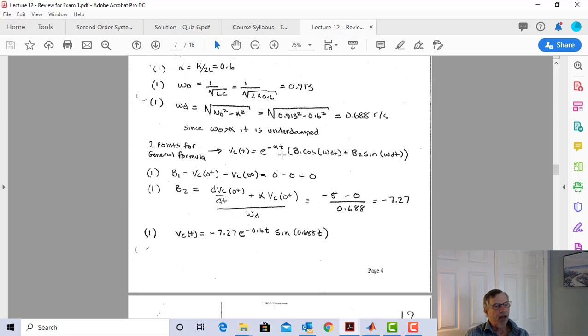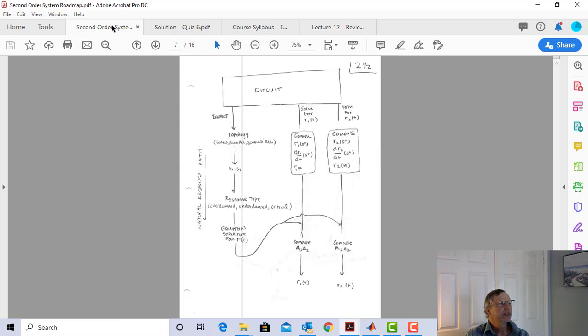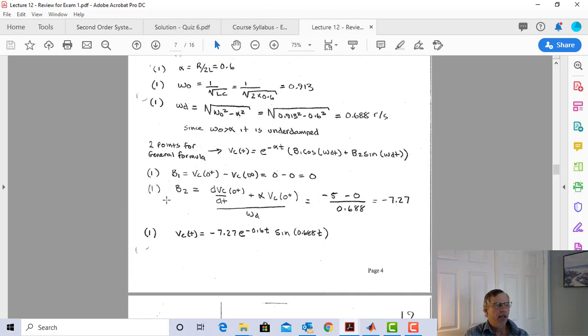I know my alpha, I know my omega d, I just need to calculate beta 1 and beta 2, or really A1 and A2 is kind of how I do it. So where I am is I just did all this, I've got all this, I'm going to put them in the mixer right here, and here are my equations. I called them B1 and B2, but really I call them A1 and A2 now.